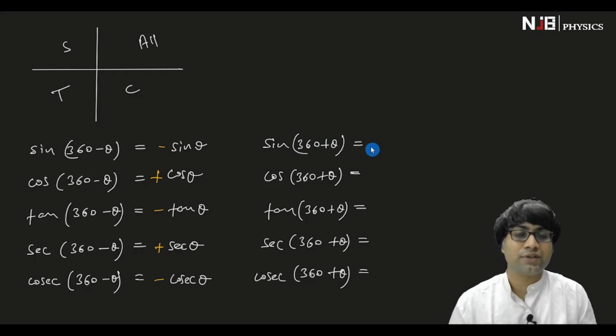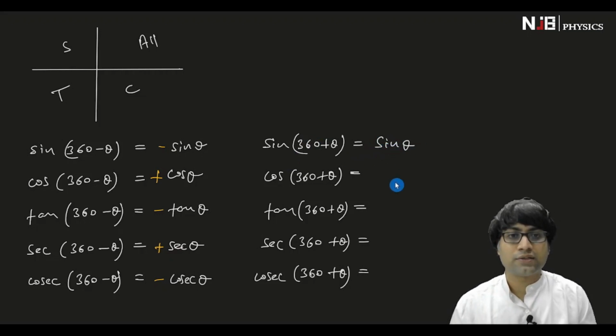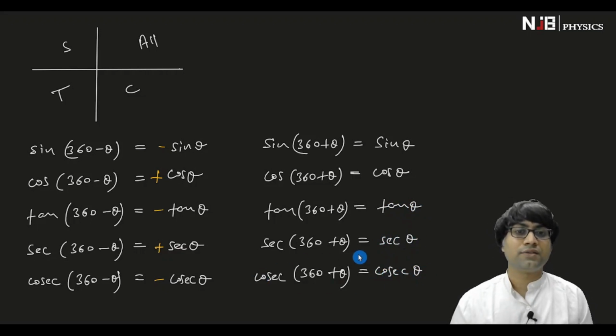So sine of 360 degree plus theta, it is again the first quadrant. So it's very easy. It is sine theta, this is cos theta, this is tan theta. All of them are going to be positive. So this is how the angles of 360 plus minus theta are going to become for these different trigonometric ratios.